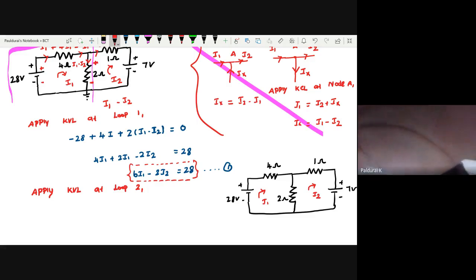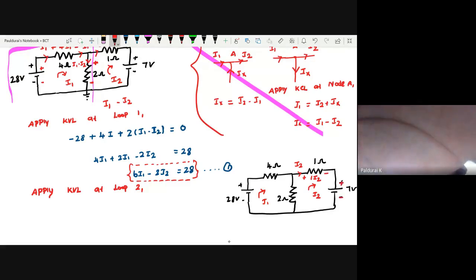Now in loop 2, what should we do? First we want to assume the polarity for the resistor. So now this is my I2, clockwise direction. Spend some time with me, please be with me. So now this is my plus, current entering terminal, and this is my minus, current leaving terminal. Now what is the voltage drop across the 1 ohm resistor? It becomes product of current into resistance, so it becomes 1 times I2. Any doubt? So now this is plus, this is minus.